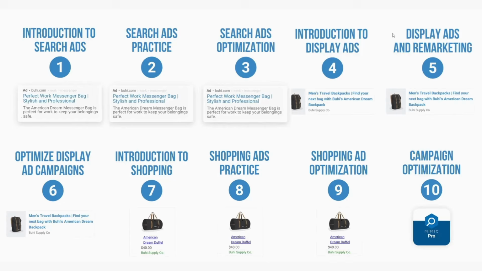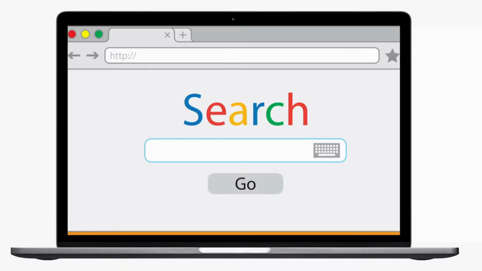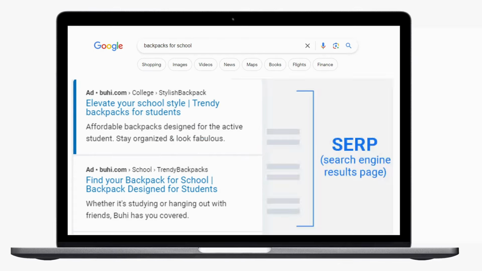Hello everyone. In this video, we are talking about rounds 4 through 6, where we're going to explore display ad campaigns. Now, if you recall from rounds 1 through 3, we were focusing on search ad campaigns. Here, our focus was on targeting keywords that people might be searching for online. For example, if someone typed in college backpack and then selected go, they would end up on the search ads results page, or the SERP, the search engine results page.